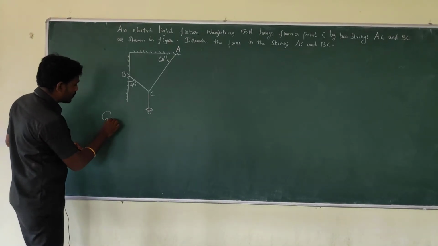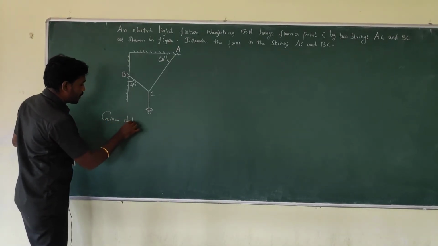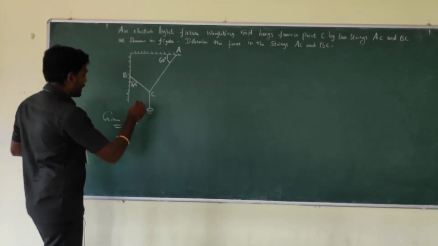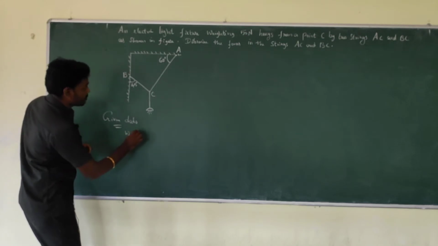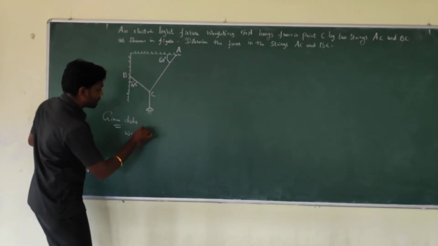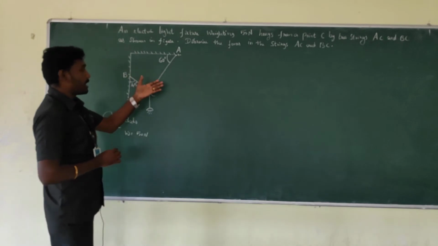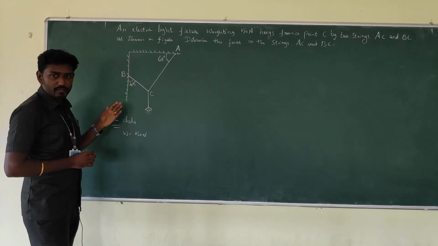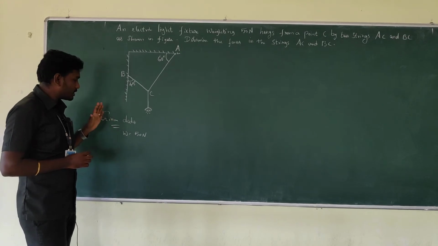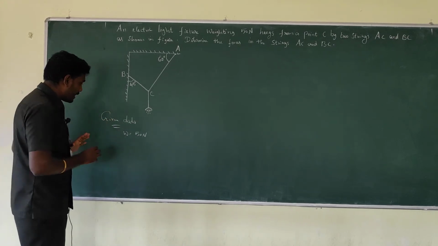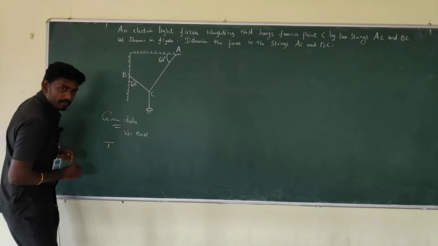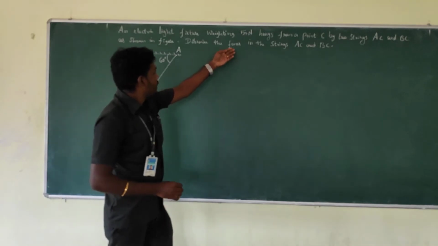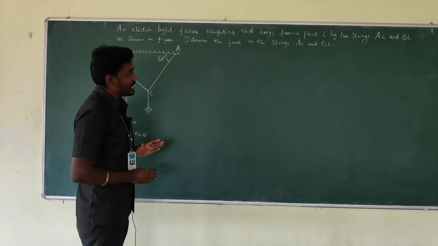First, try to take the given data. What is the given data? The weight is given, which is 50 Newton. Any other data? Everything is mentioned in the diagram about the string inclination. So these are the things we have. What needs to be found? To find the force in the string AC and BC.